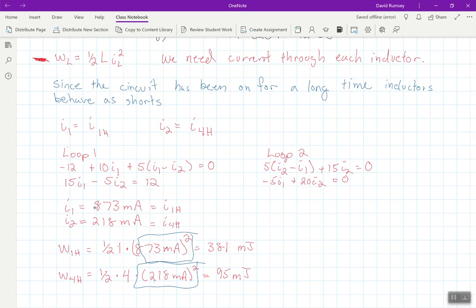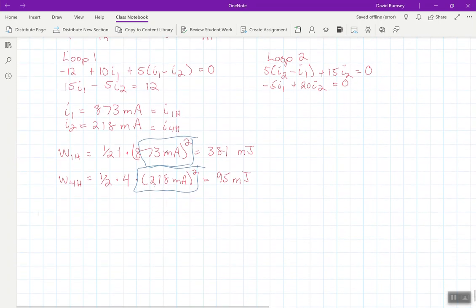And that's just because of the fact that there's so much more current going through the 1 Henry inductor than there is for the 4 Henry inductor. Now, if they had the exact same current going through, like if each of them had 1 amp of current going through, then clearly the 4 Henry inductor is going to have more energy stored. But ultimately, you want to just make sure you understand the equations and make sure you do your computations correctly to get to the correct answers.